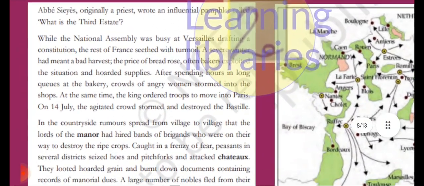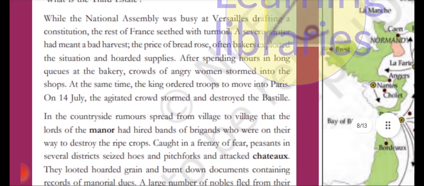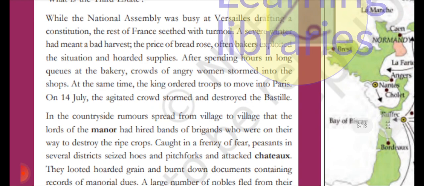Abbé Sieyès, originally a priest, wrote an influential pamphlet called What is the Third Estate? He is one of the priests. Priest means a person who works in a religious place. While the National Assembly was busy at Versailles drafting a constitution, the rest of France was seized with turmoil. So when the government was being set up and Louis was concentrating on changing the taxes and bringing some new changes in the government, problems were occurring in the countryside.